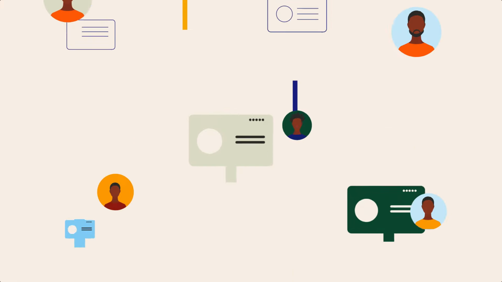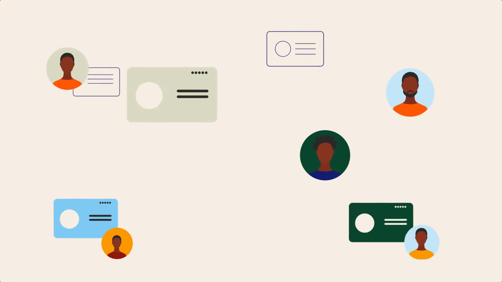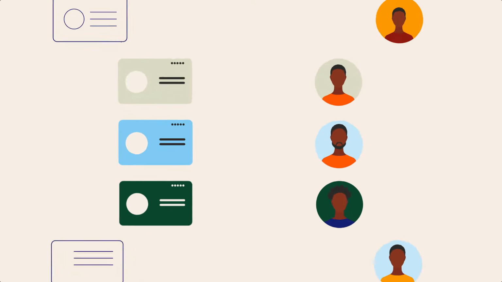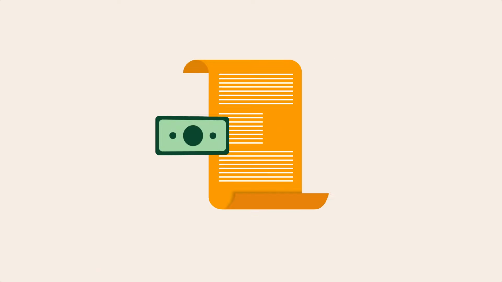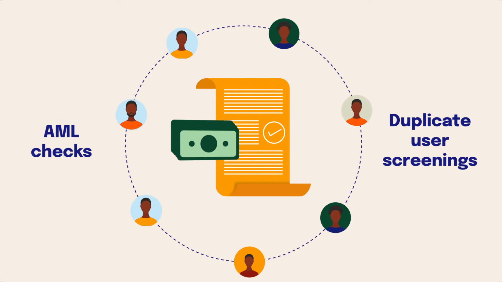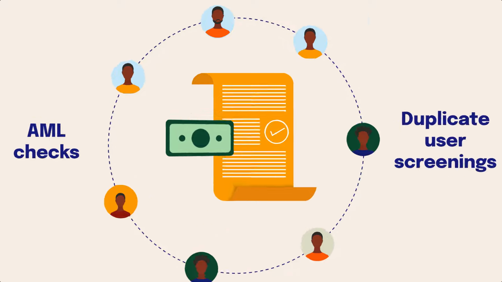With Smile ID, you can digitally verify ID documents globally, match them to selfies to ensure you have the right person, and add fraud risk signals such as AML checks and duplicate user screenings, all to help you accurately verify users and make informed decisions about your customers.